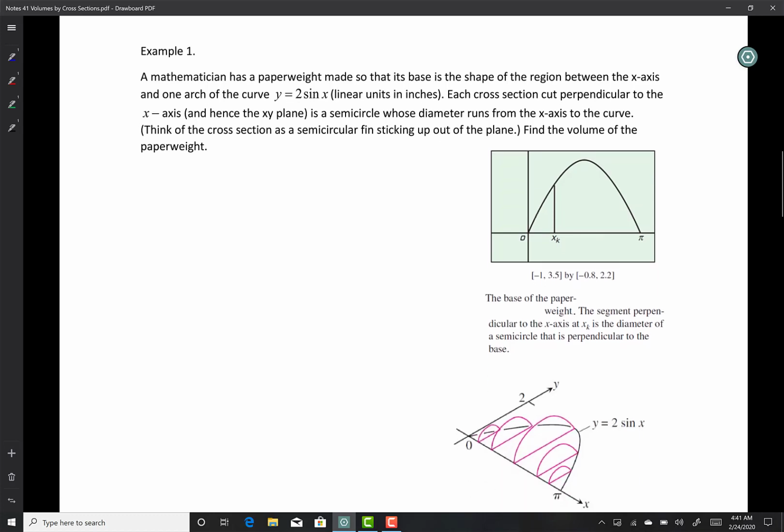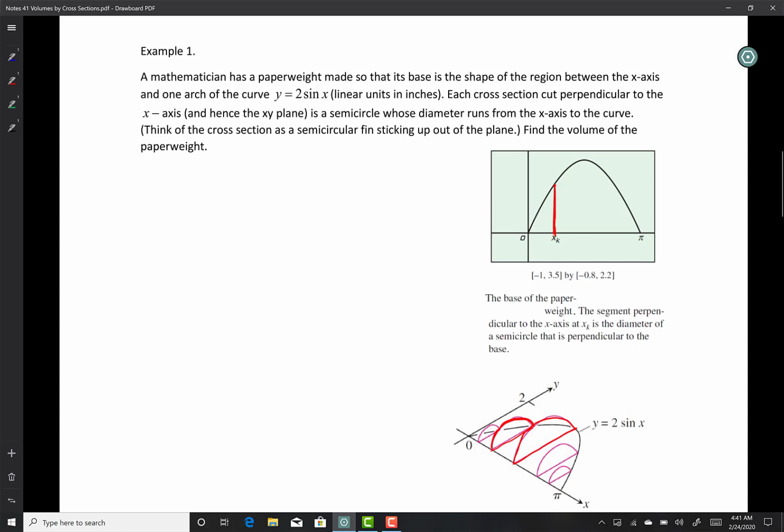A mathematician has a paperweight so that its base is in the shape of the region between the x-axis and one arc of the curve y equals 2 sine x. All right, so here's my arc. Each cross-section cut perpendicular to the x-axis is a semicircle. So here is a cross-section, and it's coming out of the board, guys. You can see it right here. See, here's a cross-section coming out of the board. What do they want? Find the volume of this paperweight.